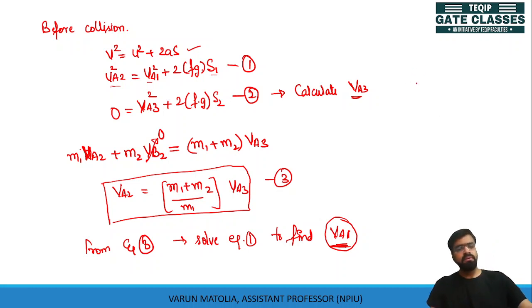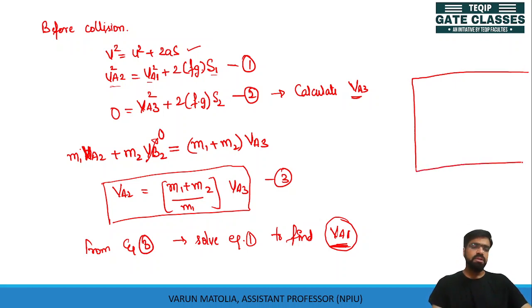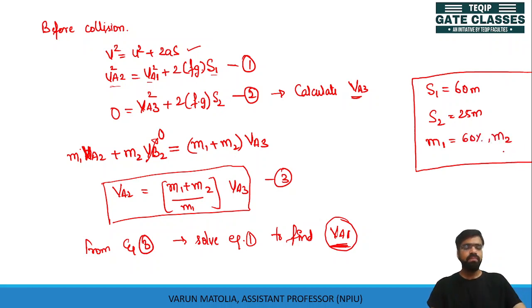I want you to solve a question and write the solution in the comment box. We will discuss this, or you will find the solution in your Telegram group. Here the skid mark S1 is equal to 60 meters. Skid mark S2 is equal to 25 meters. Weight of the first vehicle is equal to 60% of the weight of the second vehicle. We want you to calculate the initial velocity of the colliding vehicle. So let me know the value of initial velocity in kilometers per hour for vehicle 1. You can use these equations and concepts in order to find out VA1.